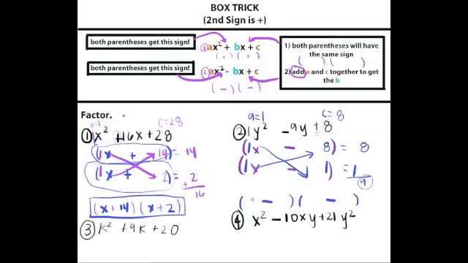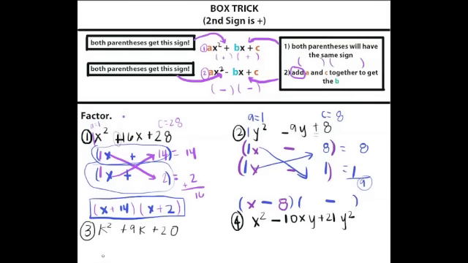1x minus 1. So again, the only time you guys, oh, actually, let's finish out this problem. I'm sorry. So we have x minus 8. That's what we get from going across here. Then the last one is x minus 1. So the final factoring for this is x minus 8, x minus 1.